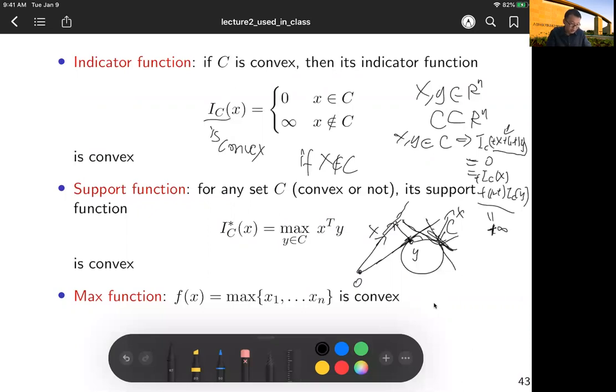And in addition, the max function that takes a vector x and outputs the maximum coordinate is a convex function. This is also easiest to check by first principles.